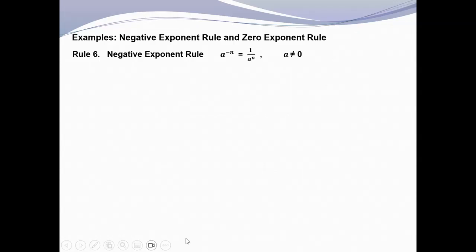Rule number 6. This is a negative exponent. For example, x to the negative 5th, by applying the rule, will be 1 over x to the 5th power. 3 to the negative 2 is going to give us 1 over 3 squared, which will be 1 over 9.